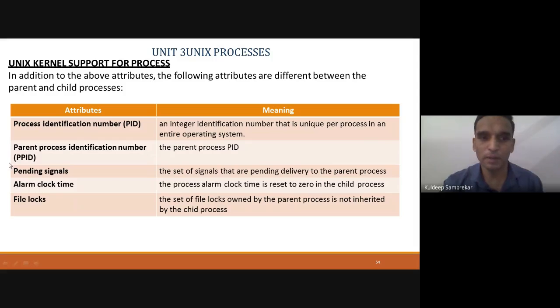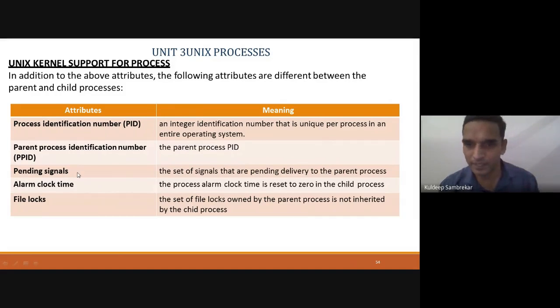Again, there is a parent process identification. So child and parent both will have their different IDs. Again, this child may create a child process. So at that time, this becomes the parent and the new process which is created becomes a child. So these are the attributes which are different.